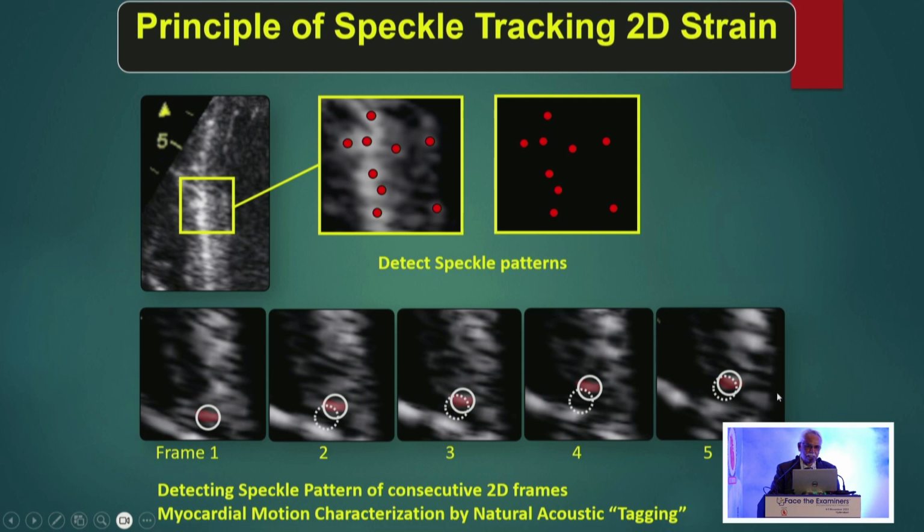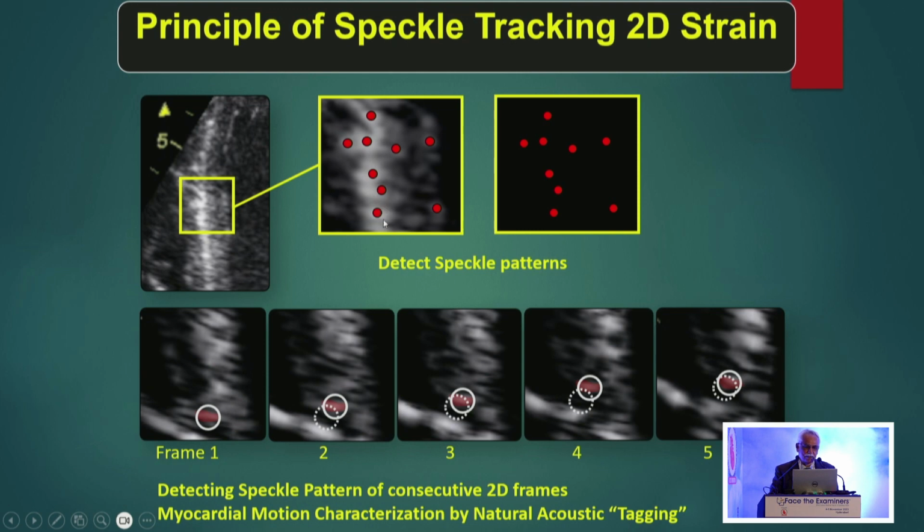There are two methods by which we can do strain and strain rate. One is the Doppler method. The second one is the speckle tracking method, which is the most accurate one and is being used on a day-to-day basis. If you see the two-dimensional echocardiogram, you can see some bright spots. They are called speckles. So we are tracking the speckles.